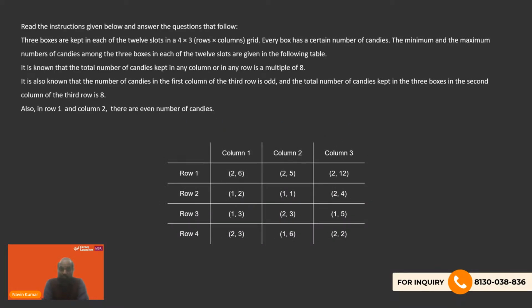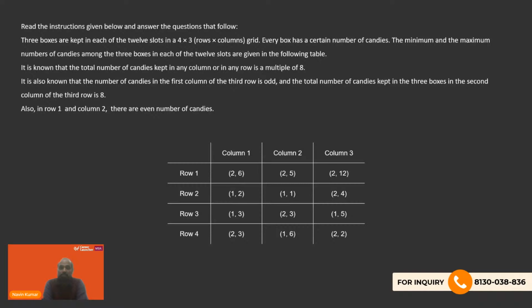The set says 3 boxes are kept in each of the 12 slots in a 4 cross 3 rows columns grid, as you can see below. Every box has a certain number of candies. The minimum and the maximum number of candies among the 3 boxes in each of the 12 slots are given in the following table. So you can see the table below.